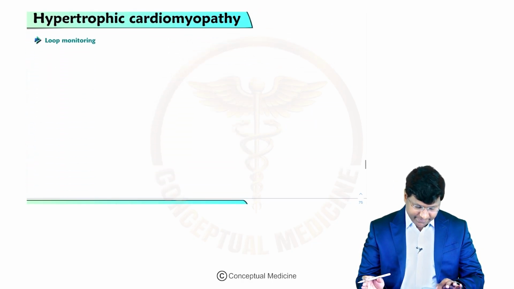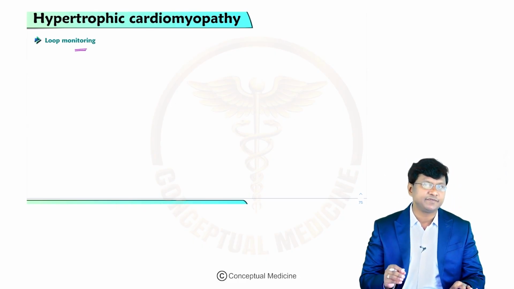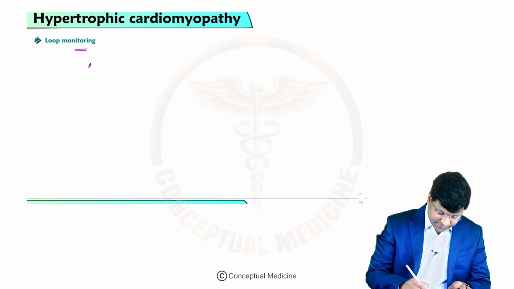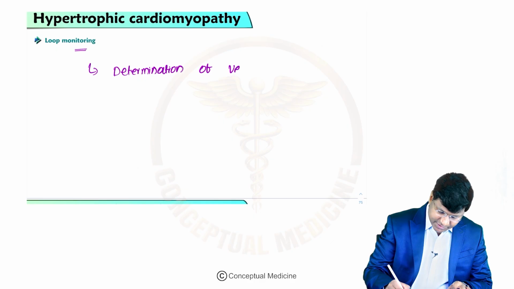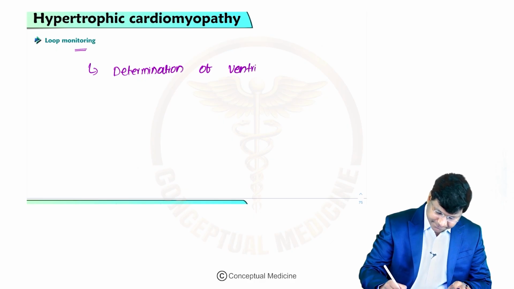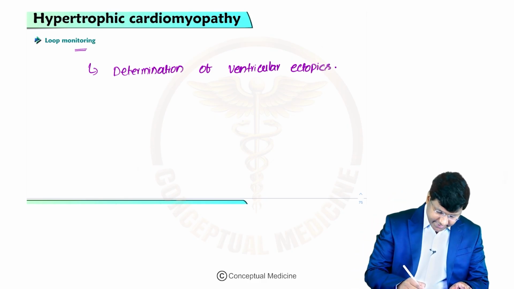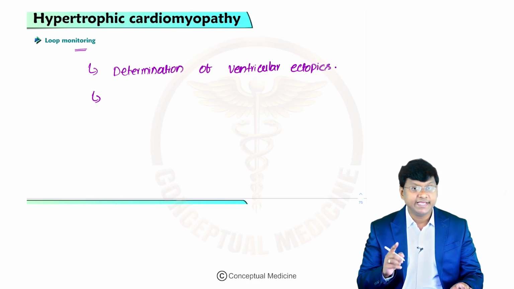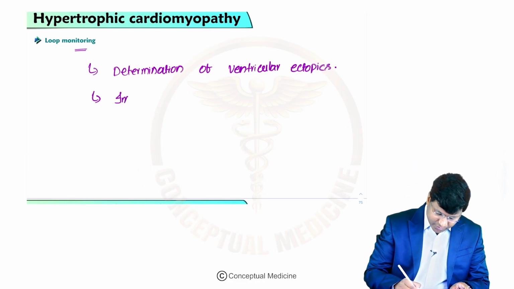And in these individuals with hypertrophic cardiomyopathy, loop monitoring is also very important. See, this is recommended for determination of the ventricular ectopics. What we do in loop monitoring is an implantable loop recorder is implanted over the left side of the chest. So, implantable loop recorder.